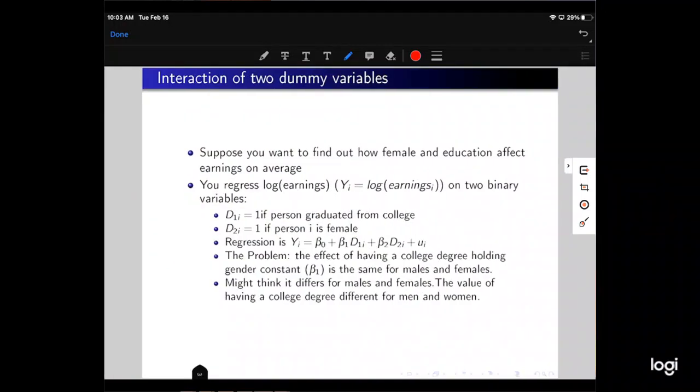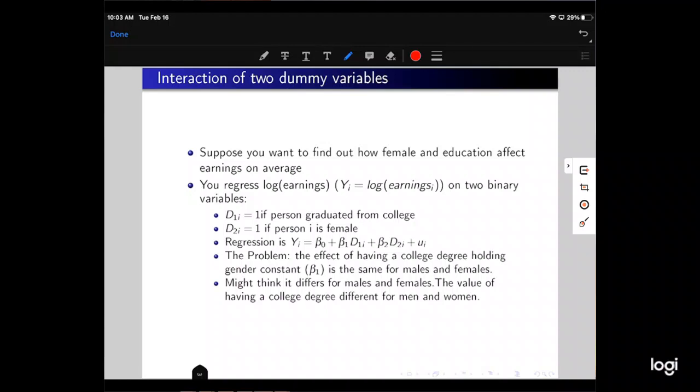Okay, let's do some examples. Suppose you want to find out how being female and education levels affect earnings on average. So you regress y, log earnings, on two binary variables. The first, we'll call d1, is equal to 1 if the person graduated from college and 0 if the person had not graduated from college. D2 is equal to 1 if a person is female, and 0 if a person is male. The regression is then y_i equals beta 0 plus beta 1 times the first dummy plus beta 2 times the second dummy.